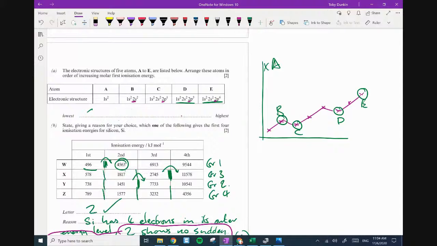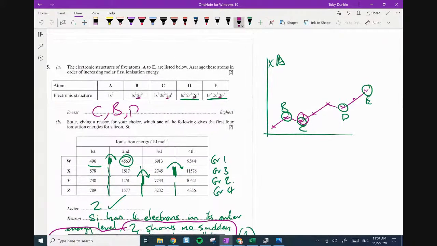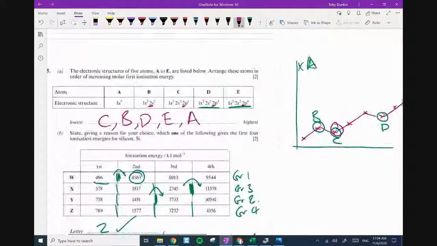It's such a horrible question because it says going from, okay, number 1, who's going to be the easiest to remove? C. Oh, I can't believe Louis just beat me. Who's going to be the next hardest? B. Who's going to be the next hardest? D. Who's going to be the next hardest? E. And who's going to be the hardest is A. I'm so sorry. Louis just beat me. I was too busy trying to explain it.